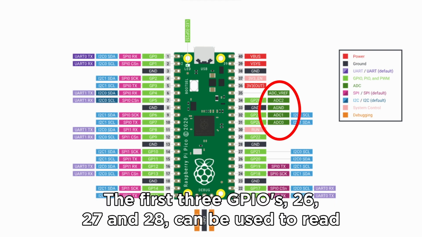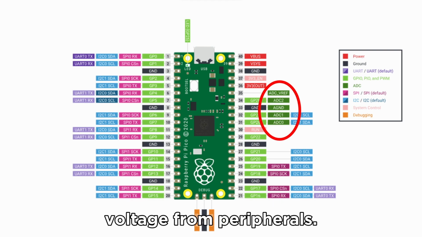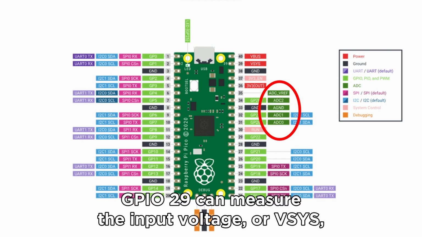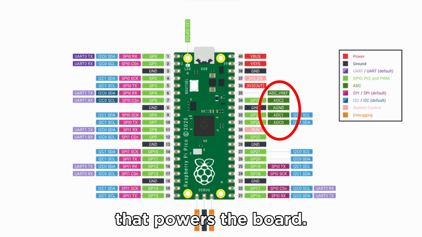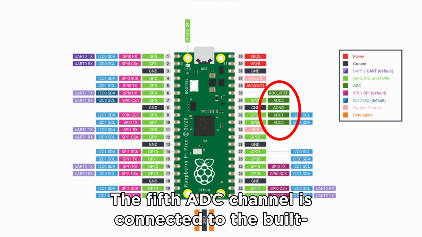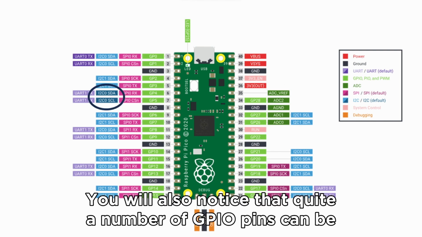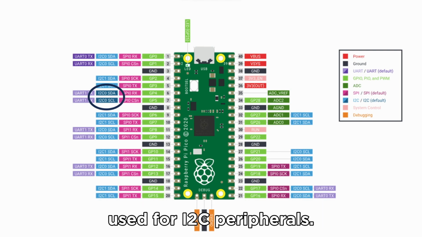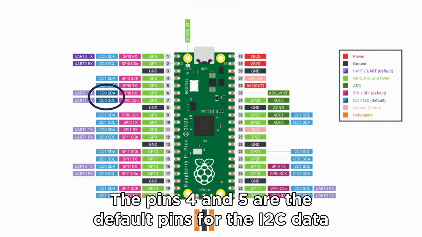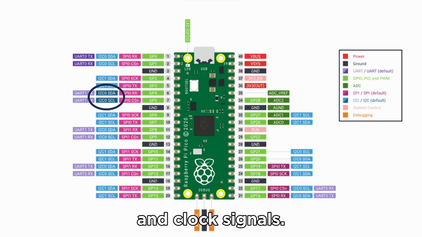The first 3 GPIOs, so 26, 27 and 28, can be used to read voltage from peripherals. GPIO 29 can measure the input voltage or VSYS that powers the board. The 5th ADC channel is connected to the built-in temperature sensor. You will also notice that quite a number of GPIO pins can be used for I2C peripherals. The pins 4 and 5 are the default pins for the I2C data and clock signals.